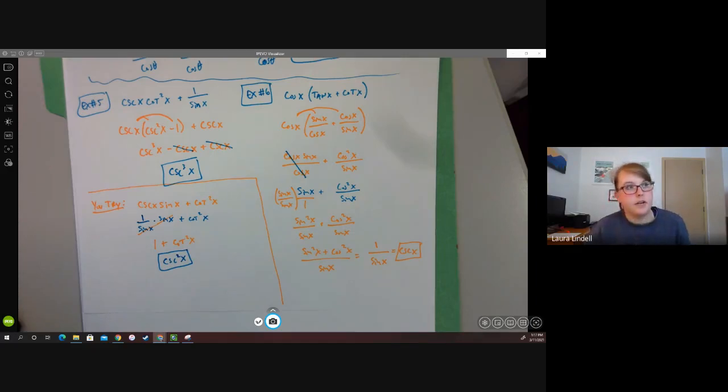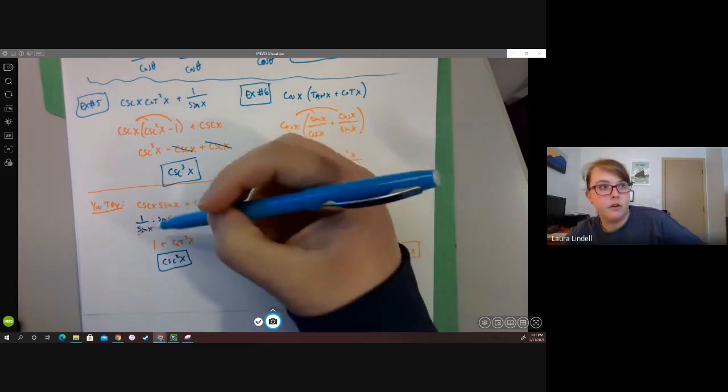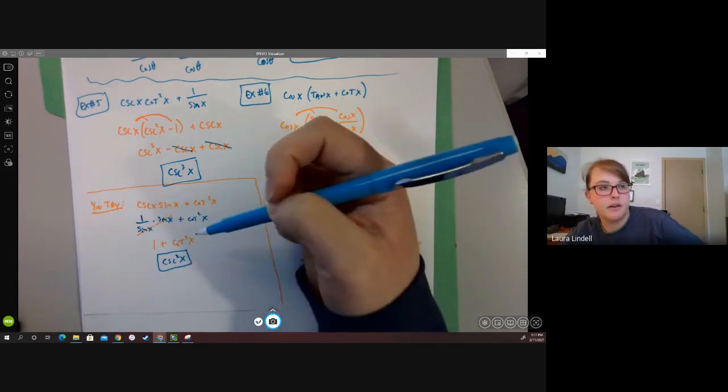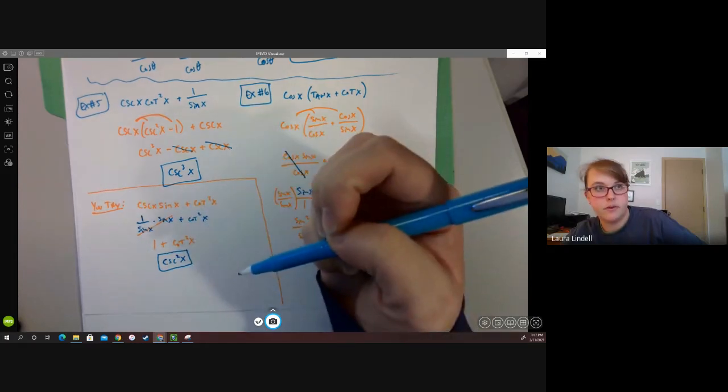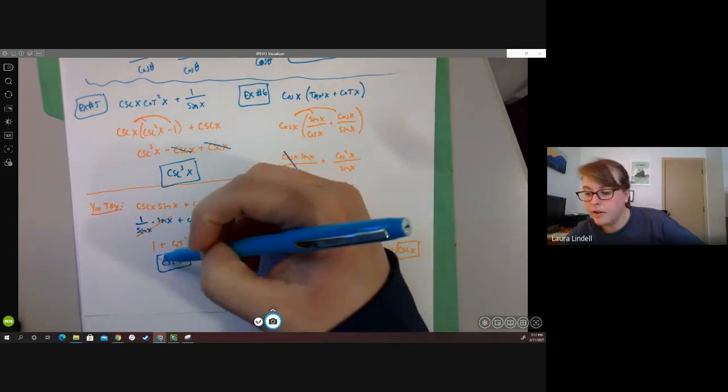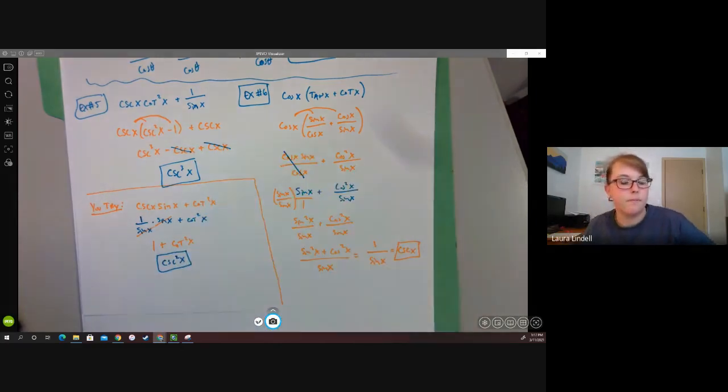If you're looking to check your work, this is one way you could do it. You can go 1 over sine times sine. The sines cancel, you get 1 plus cotangent squared, which is one of your Pythagorean identities, giving you just cosecant squared. Did anyone do it a different way? Does anyone see a different way you could do it?